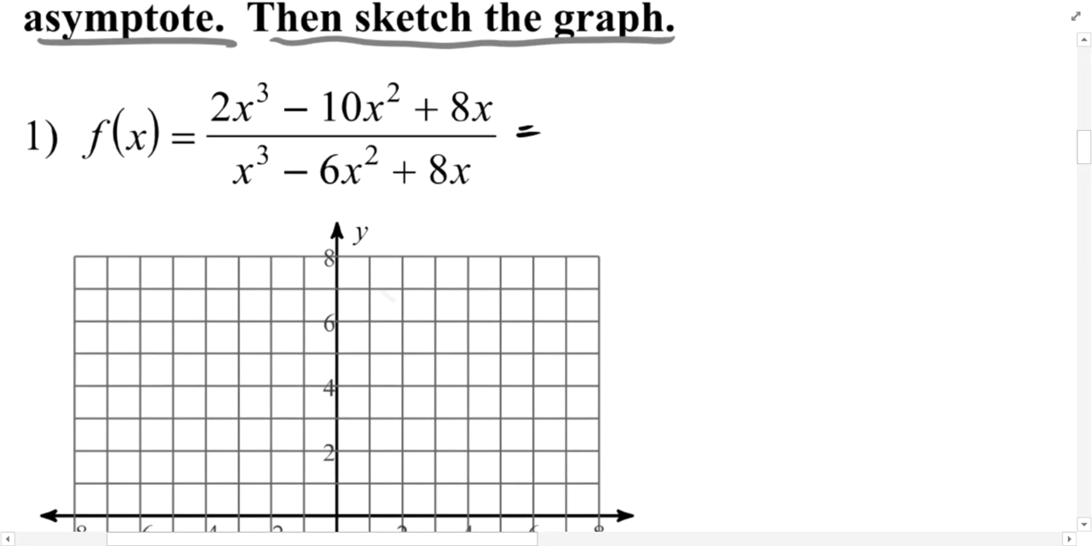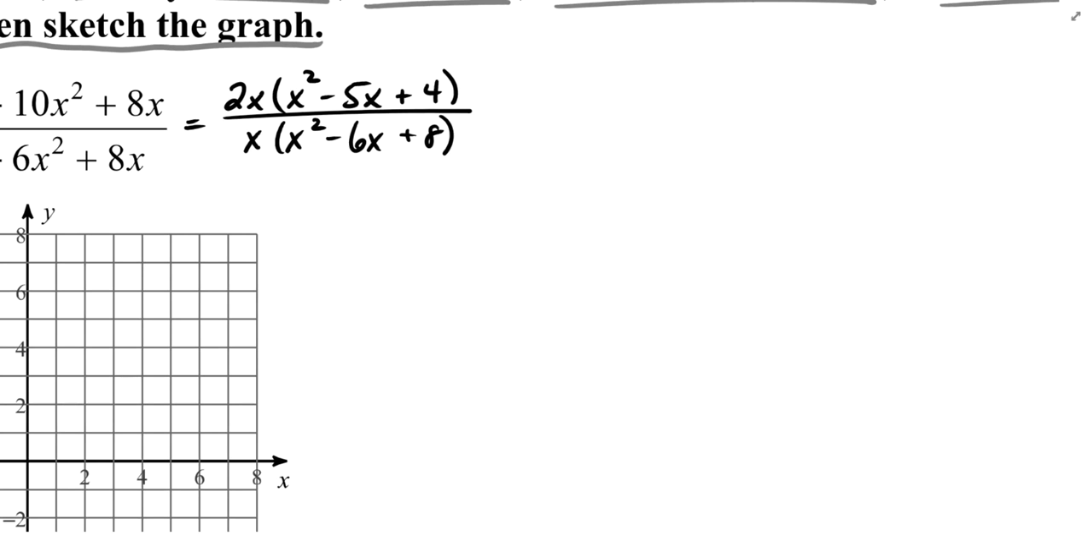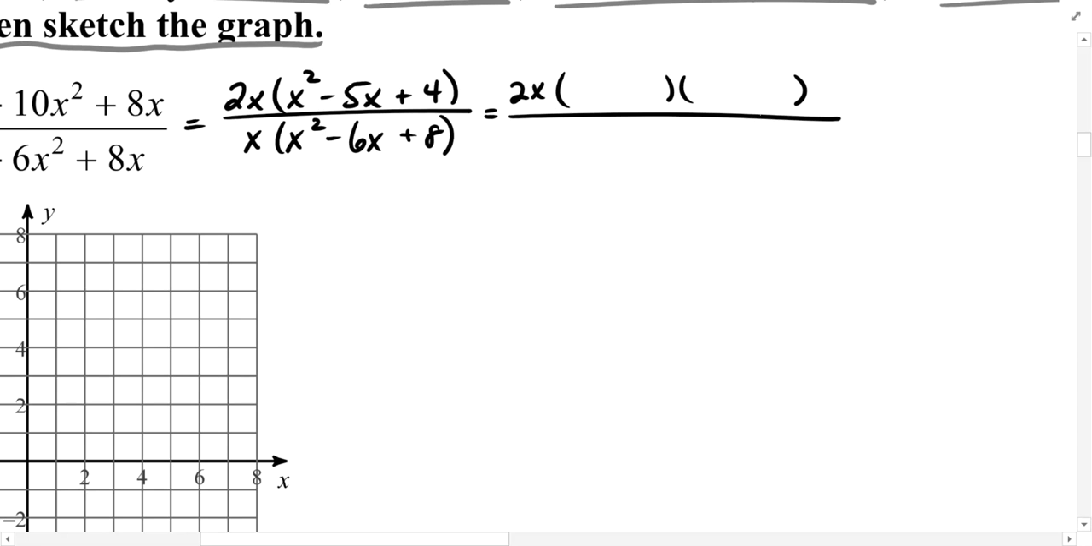Let's first factor. In the numerator, there's a GCF, and it happens to be 2x. In the denominator, there's also a GCF, and it happens to be x. With the GCFs out of the way, I'm left with two quadratic functions, so we should be able to factor them. Since these are standard, the factoring is pretty straightforward. In the numerator, I'm going to go with x minus 4 times x minus 1. And in the denominator, I'm going to go with x minus 4 times x plus 2.